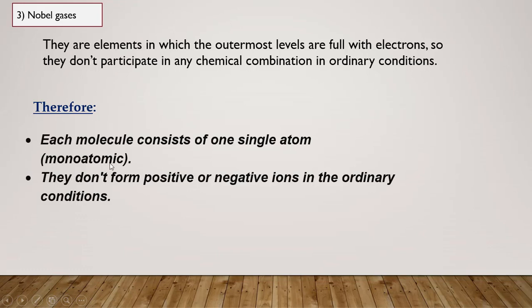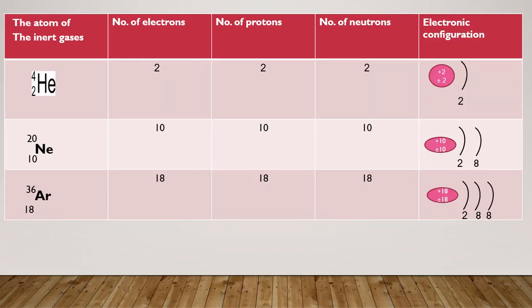Therefore, each molecule consists of one single atom. The molecule of noble gases is a monoatomic molecule. They do not form positive or negative ions in ordinary conditions. Why? Because they do not lose or gain any electrons, because the outermost energy level is completely filled.